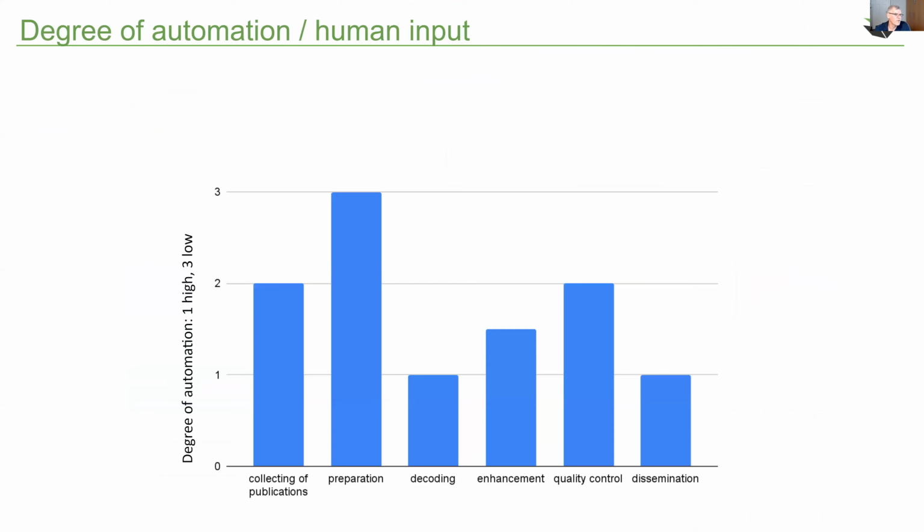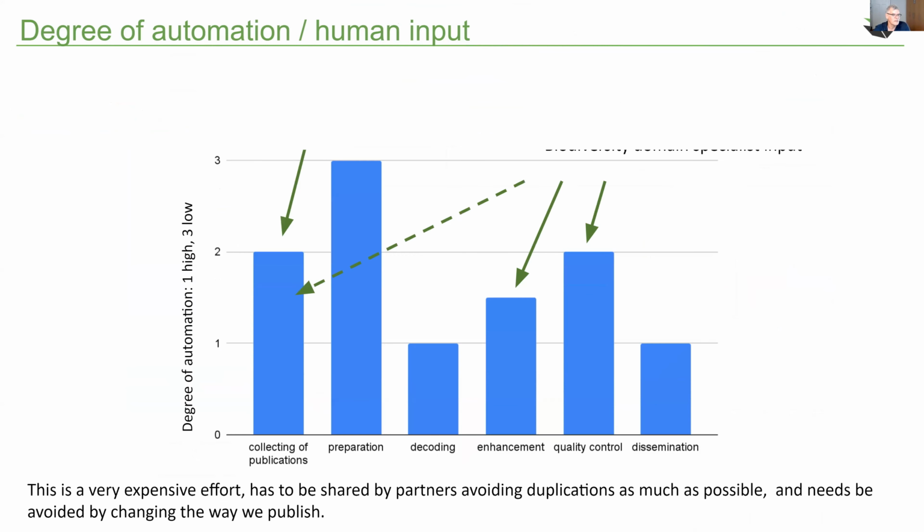So just an overview of the degree of automation. The collecting is something where we need human input. Preparation is to make templates so we can automatically process. Decoding runs completely automated. The enhancement, the semantics need some human input. Quality control is really something where we need human input. And dissemination, again, is completely automatic. That's essentially what I show here.